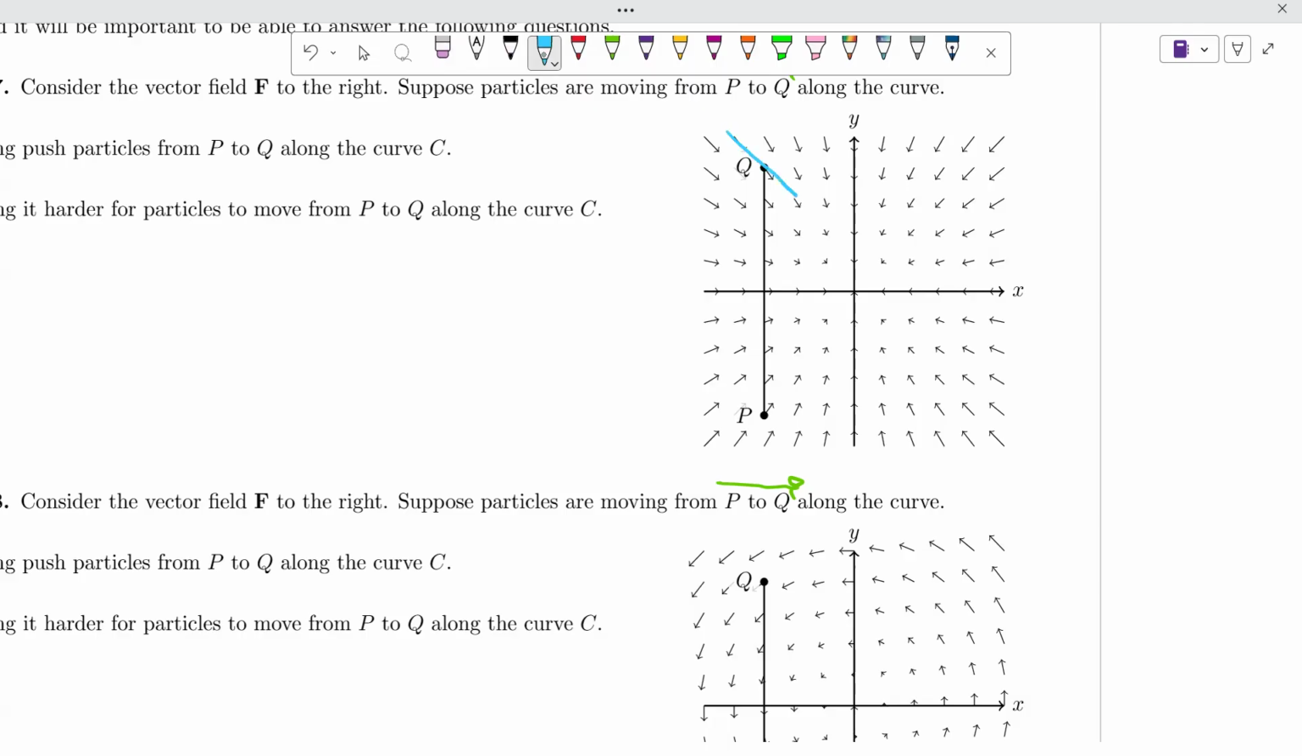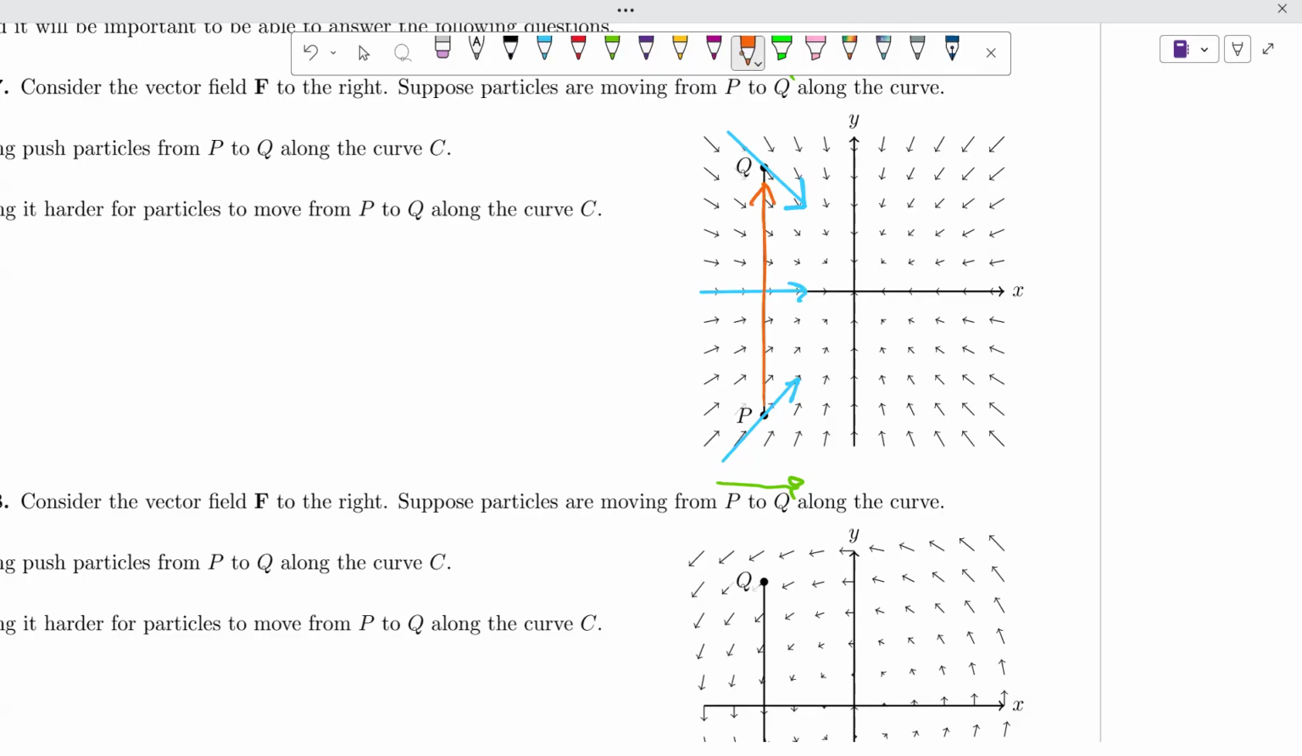If I look up by Q, my field is all pointing down and right. If I look by P, the field is all pointing up and right. If I look in the middle, it looks like it's just pointing straight right. And in fact, looking at the field all the way around, all of these vectors appear to be pointing into the origin. Everything's collecting itself in there. So I'm looking at moving along this line from P to Q. Well, that's trying to go up while all the motion is directed in.